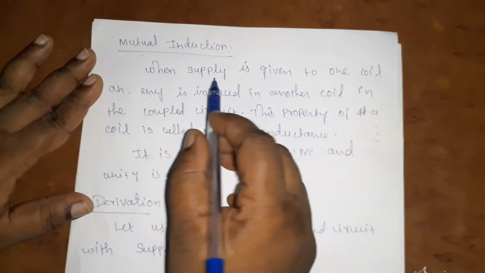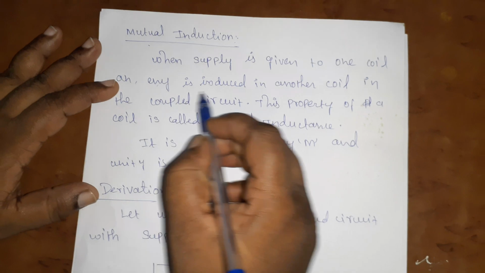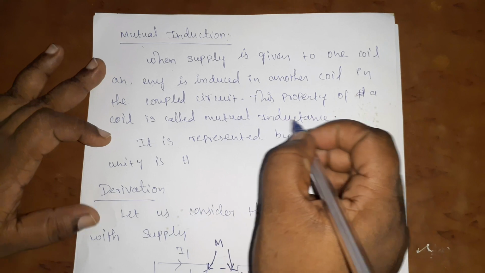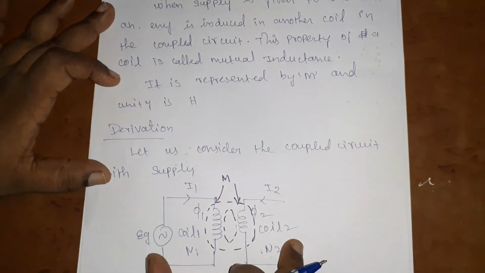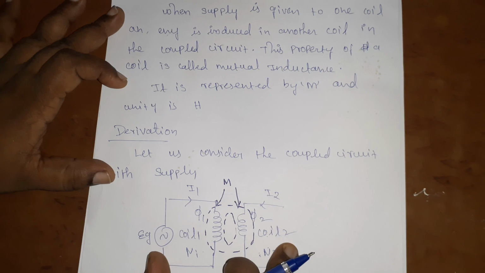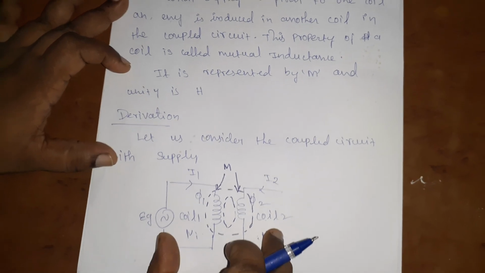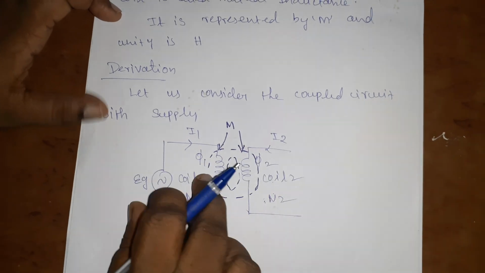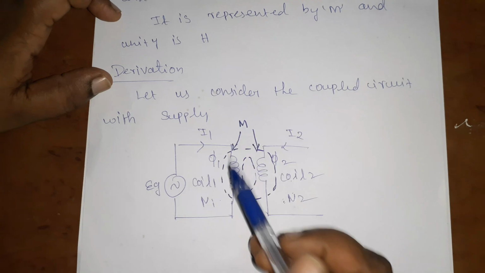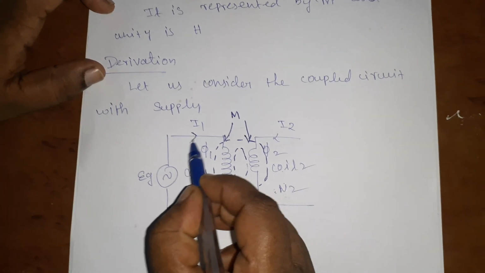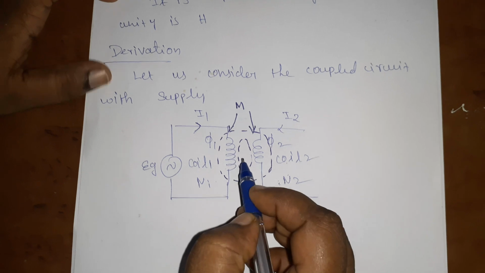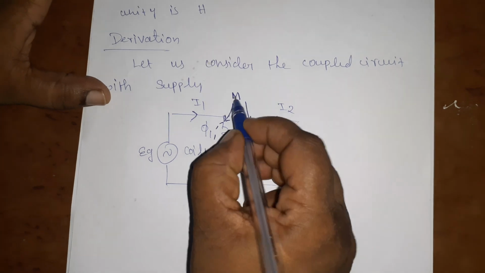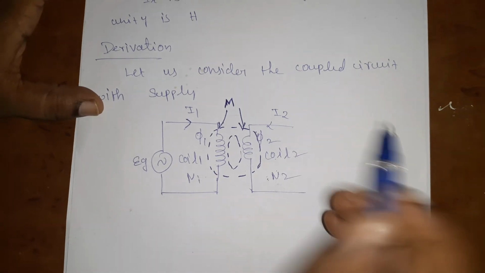Mutual inductance. When supply is given to one coil and EMF is induced in another coil in the coupled circuit, this property of the coil is called mutual inductance, like this circuit. The two circuits are placed close together, like this derivation. Here current I1 is supplied to coil 1, and the EMF is induced in another coil, that means coil 2. The mutual inductance is denoted by the letter M.